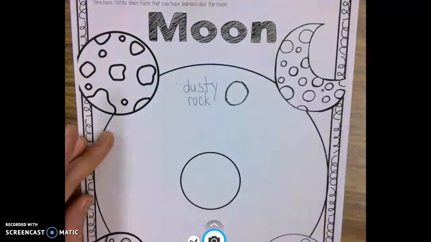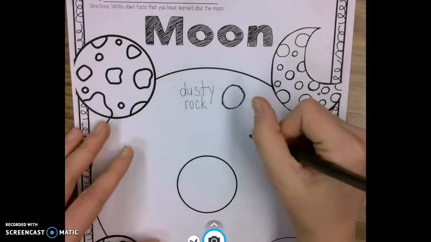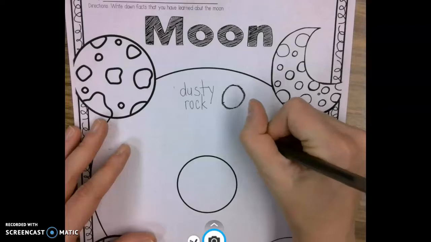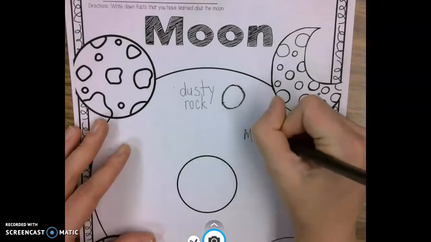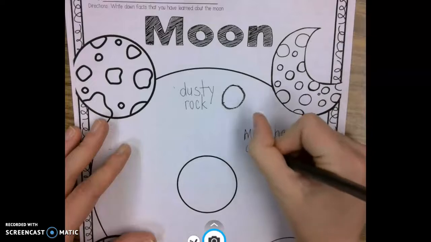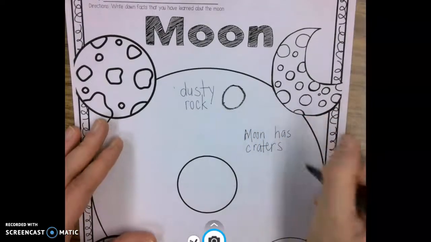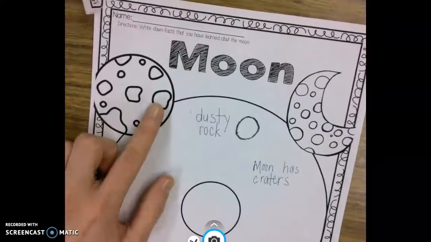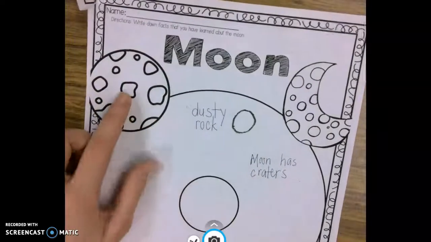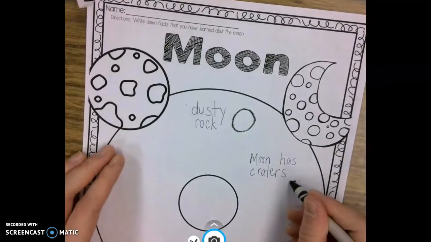Another thing we learned is that the moon, it's a proper noun, the moon has craters. So I'm going to write craters. And remember, craters are the holes, or the dents. It's not really a hole, but it's like a mark that is imprinted on it. So like here's my moon now.